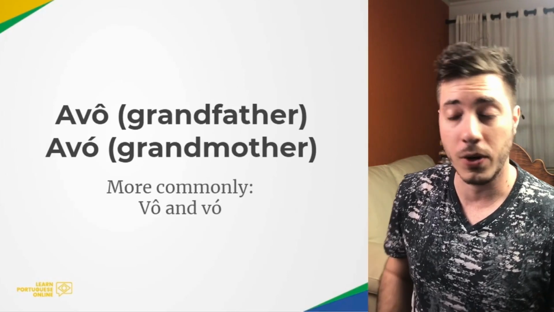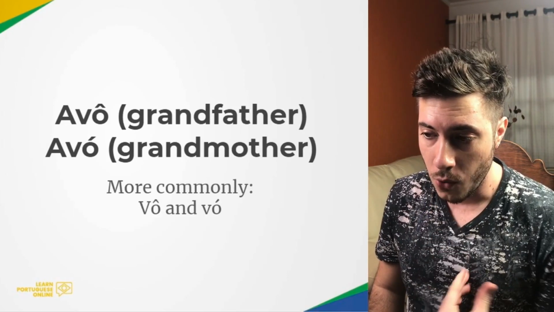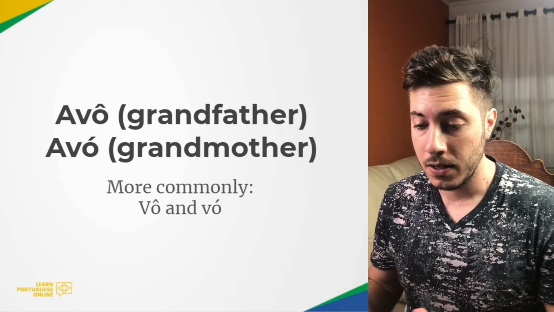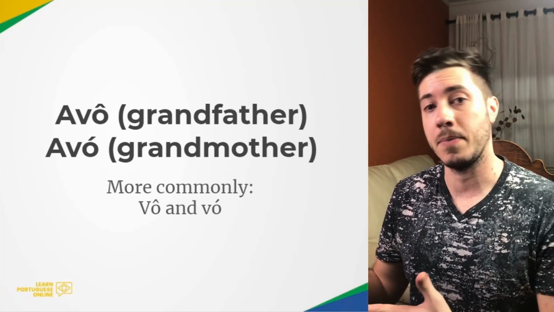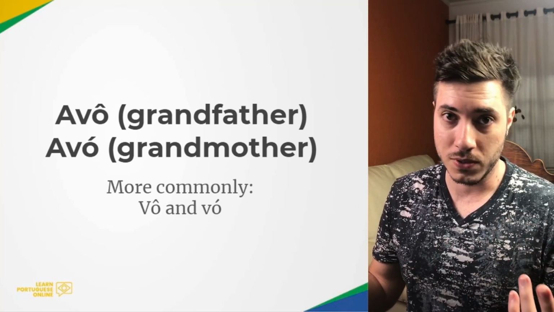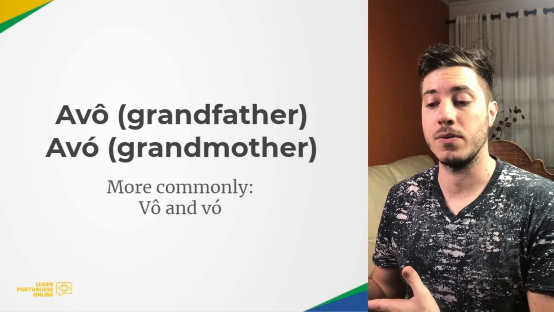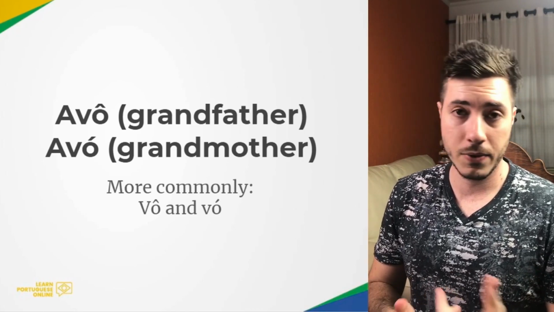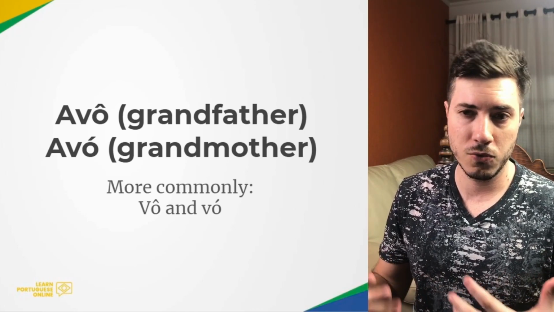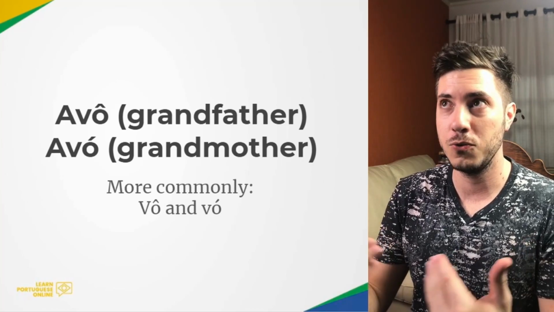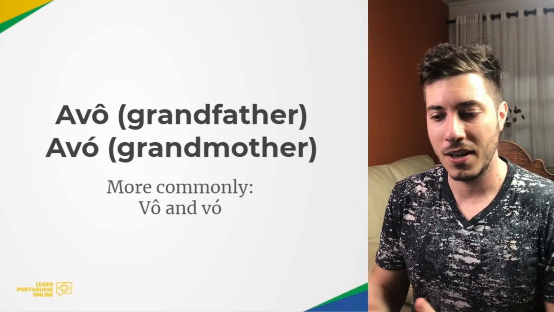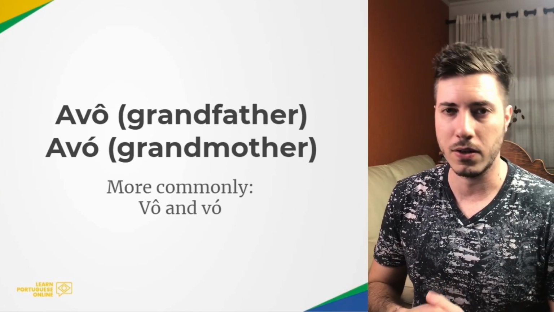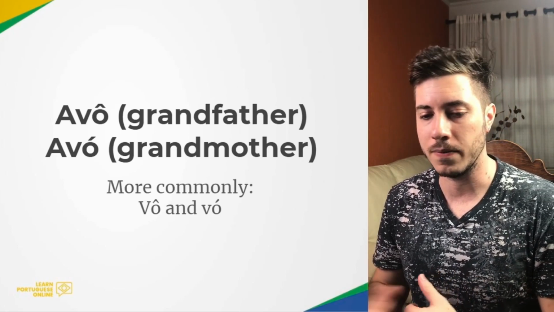This is a very common question I get from my students, especially when they're learning how to talk about family members, because when you're talking about your family, you are probably going to mention your grandparents, and you're probably going to use the words avô and avó, which are grandfather and grandmother, right? By the way, we actually use the words vô and vó more when we're speaking, because they're like contractions of the real words avô and avó.